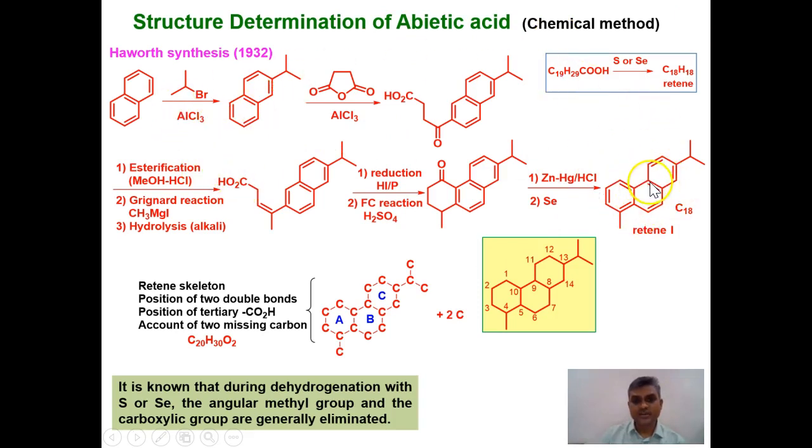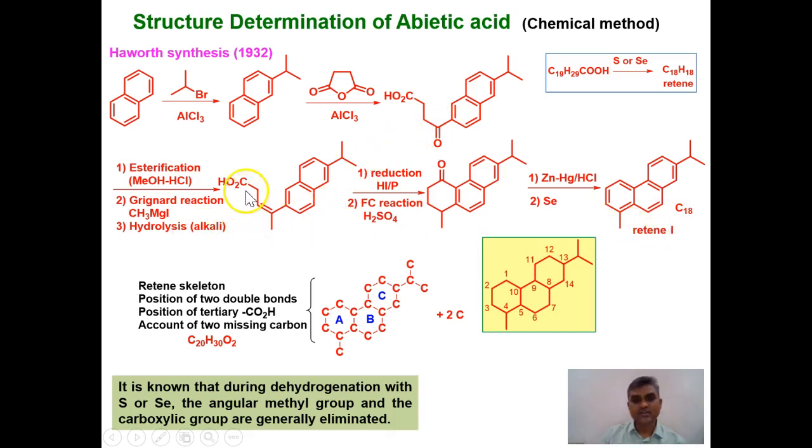Another proof that we get about the structure of retene is from synthesis. Synthesis of retene can be accomplished from naphthalene. Naphthalene is subjected to Friedel-Crafts alkylation, and because of the isopropyl group, beta position alkylation occurs. Then with succinic anhydride and AlCl3, it undergoes Friedel-Crafts acylation. We get a keto acid here. This keto acid is esterified, and then treated with only one equivalent of methyl magnesium bromide. It will introduce the methyl group that we require at the end.